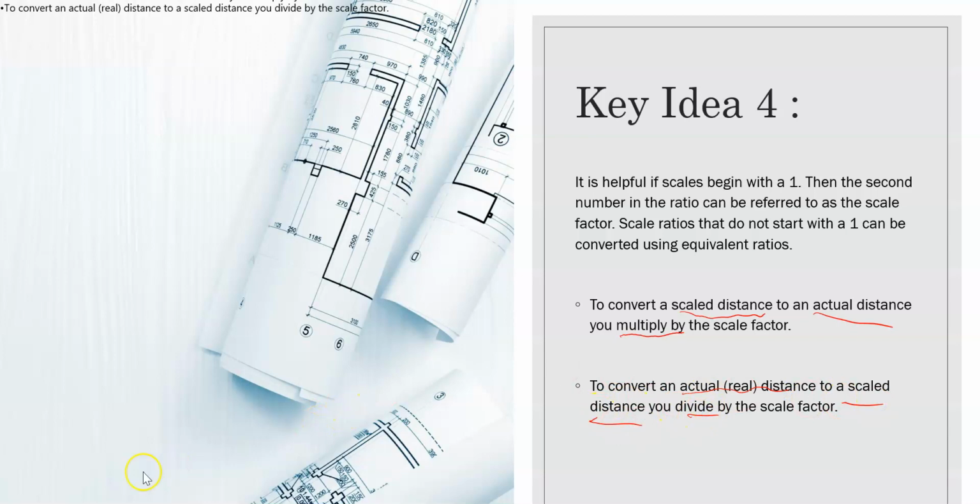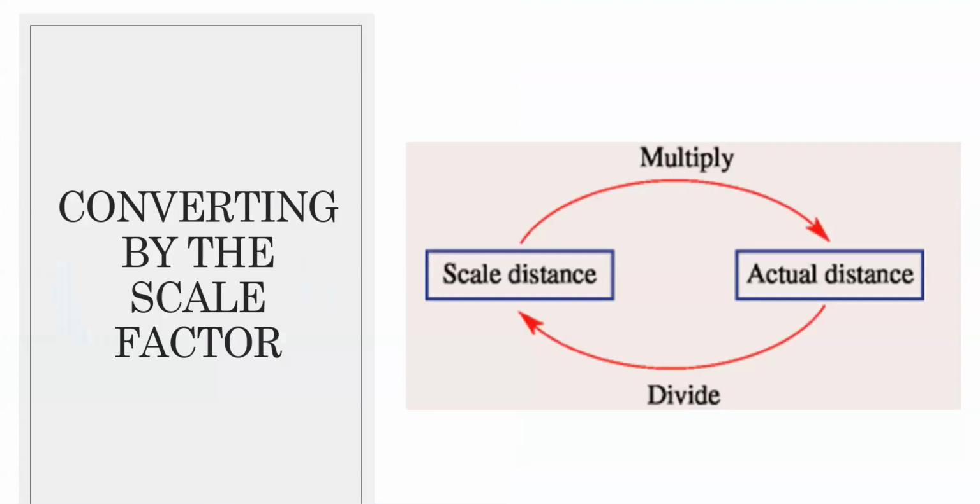Let me show you what I mean by that. Okay, so if we've got an actual distance and we want to get to the scaled distance, we divide by that scale factor. If we've got the scaled distance, we want to get to the actual distance, we multiply. So let me show you what I mean.